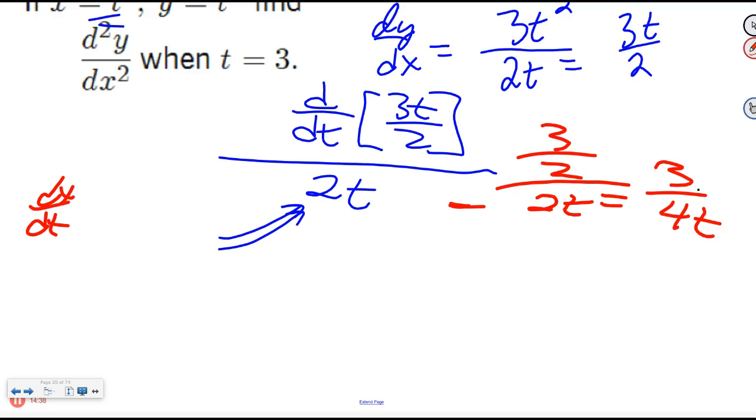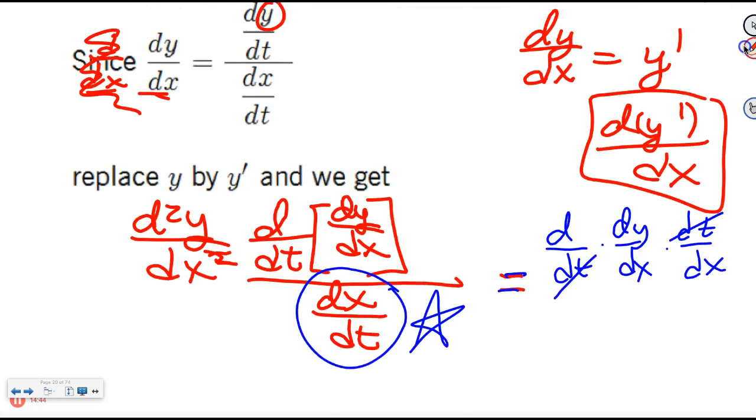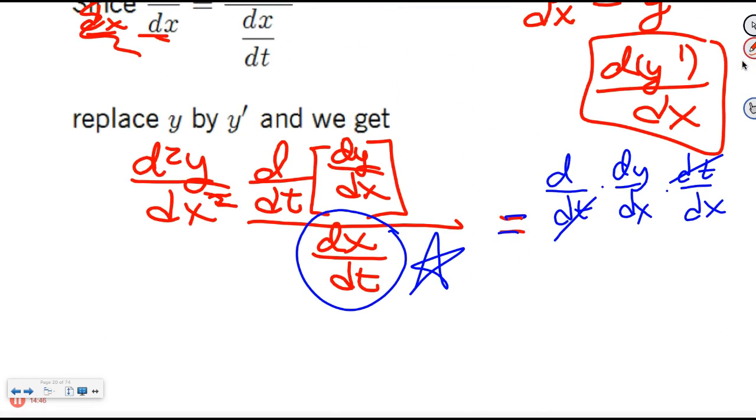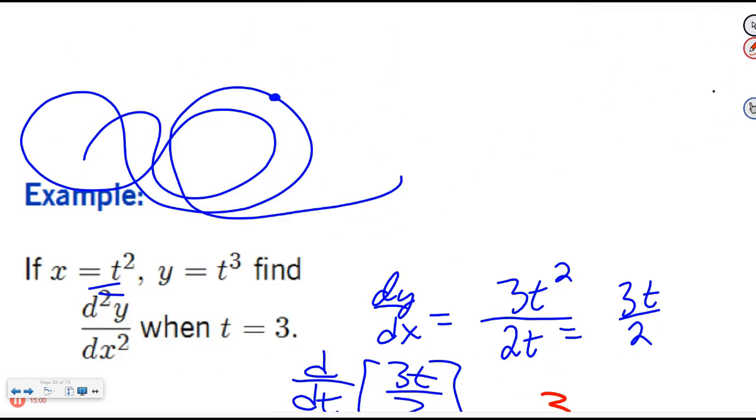So be very careful with your second derivative that you put that dx/dt on the bottom, because your gut will tell you not to. And guess what? College Board always puts it on there. So make sure you don't forget about it. Go with your gut and then divide by dx/dt.